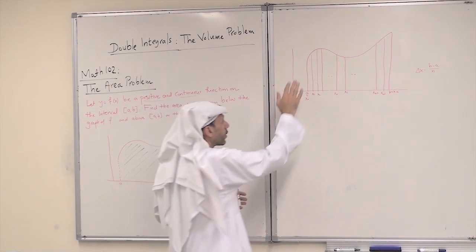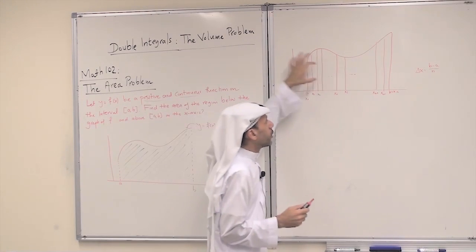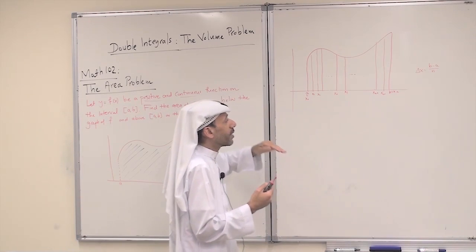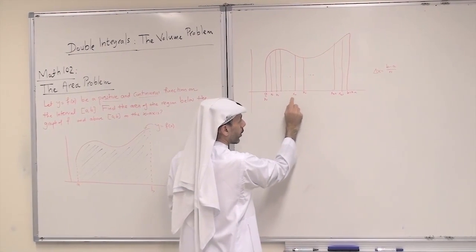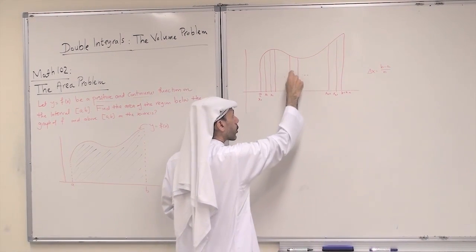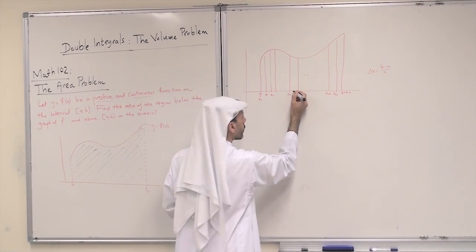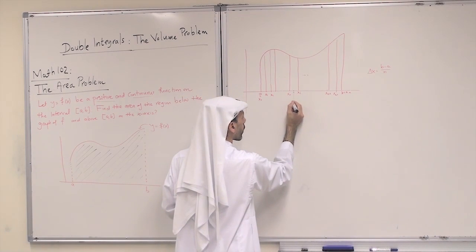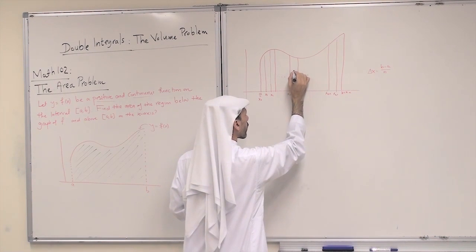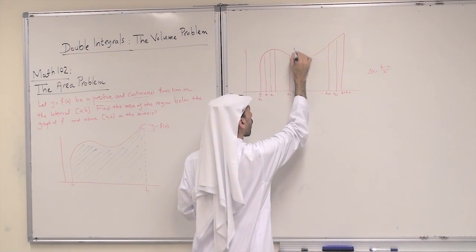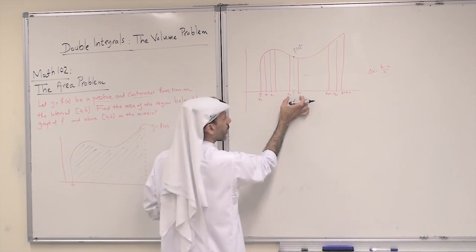After dividing the interval into n sub-intervals of equal width, we try to approximate the area of each region by constructing a rectangle on each sub-interval. So when you take a typical sub-interval, x i minus 1 and x i, we approximate this sub-region by a rectangle. By taking an arbitrary point, we call it x i star, we construct a rectangle with height f of x i star. So this point is f of x i star. Then we construct a rectangle on this subinterval with this height.